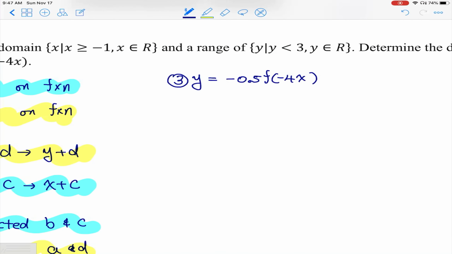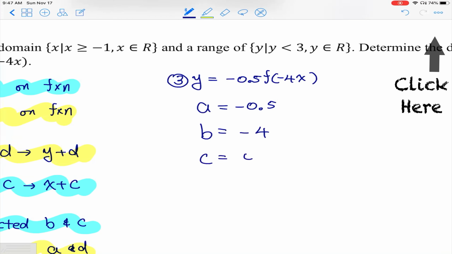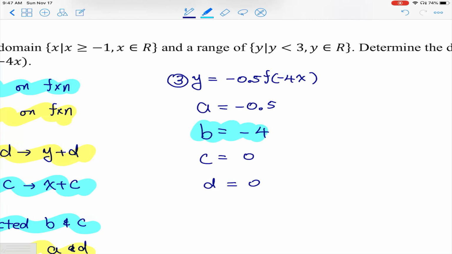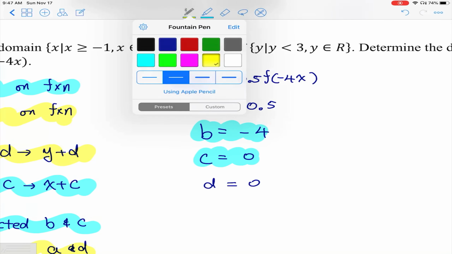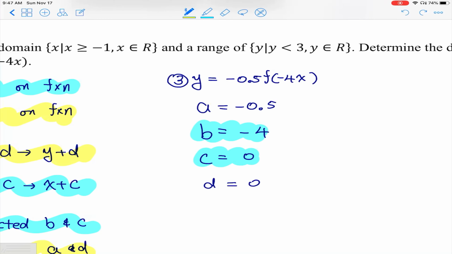So we're done with the concept. Let's get to the actual numbers. In this case, we have y equals -0.5 f(-4x). So my a is -0.5, my b is -4, my c is 0, and my d is also 0. Again, remember the domain, which I'm going to highlight in blue, and the range, which I will highlight in yellow.